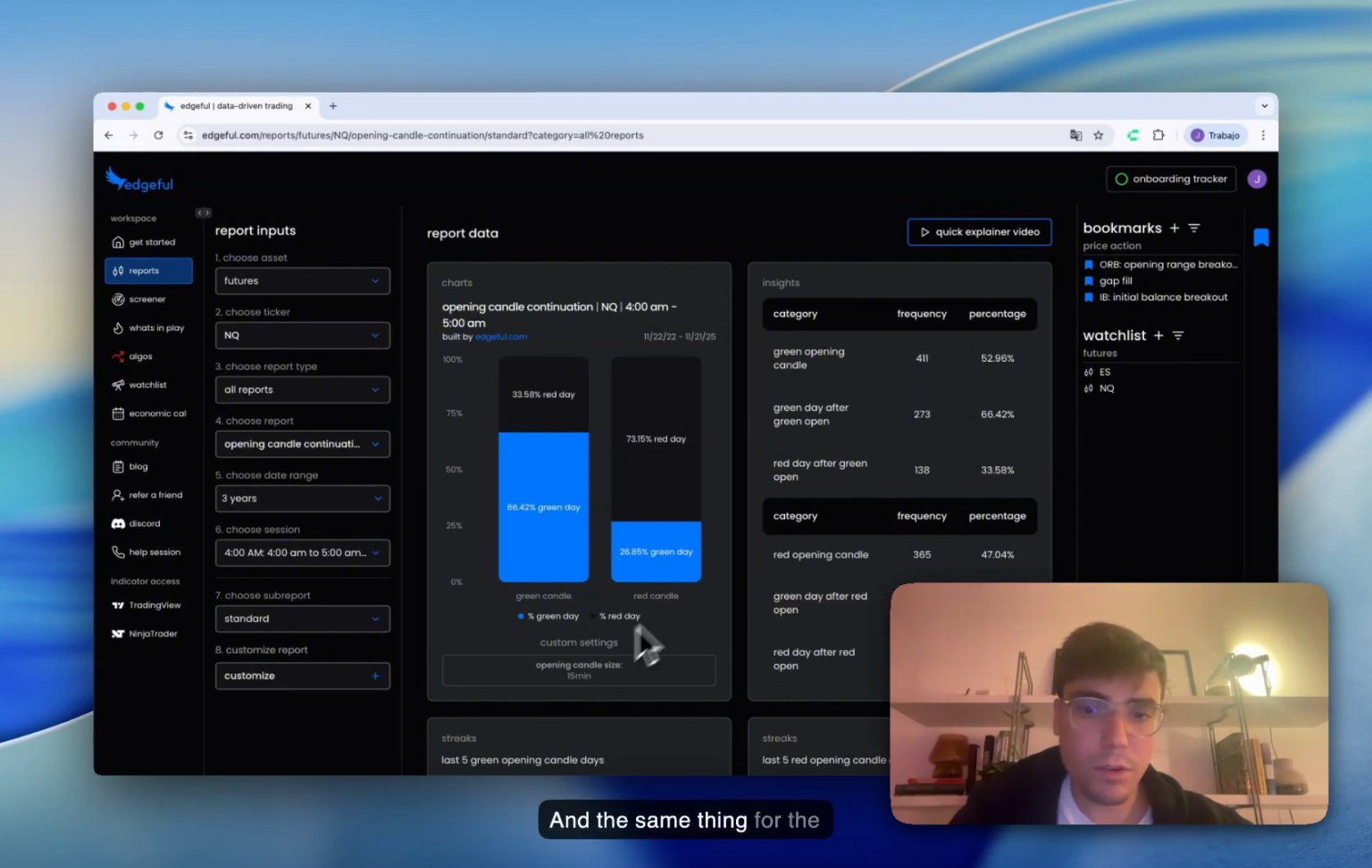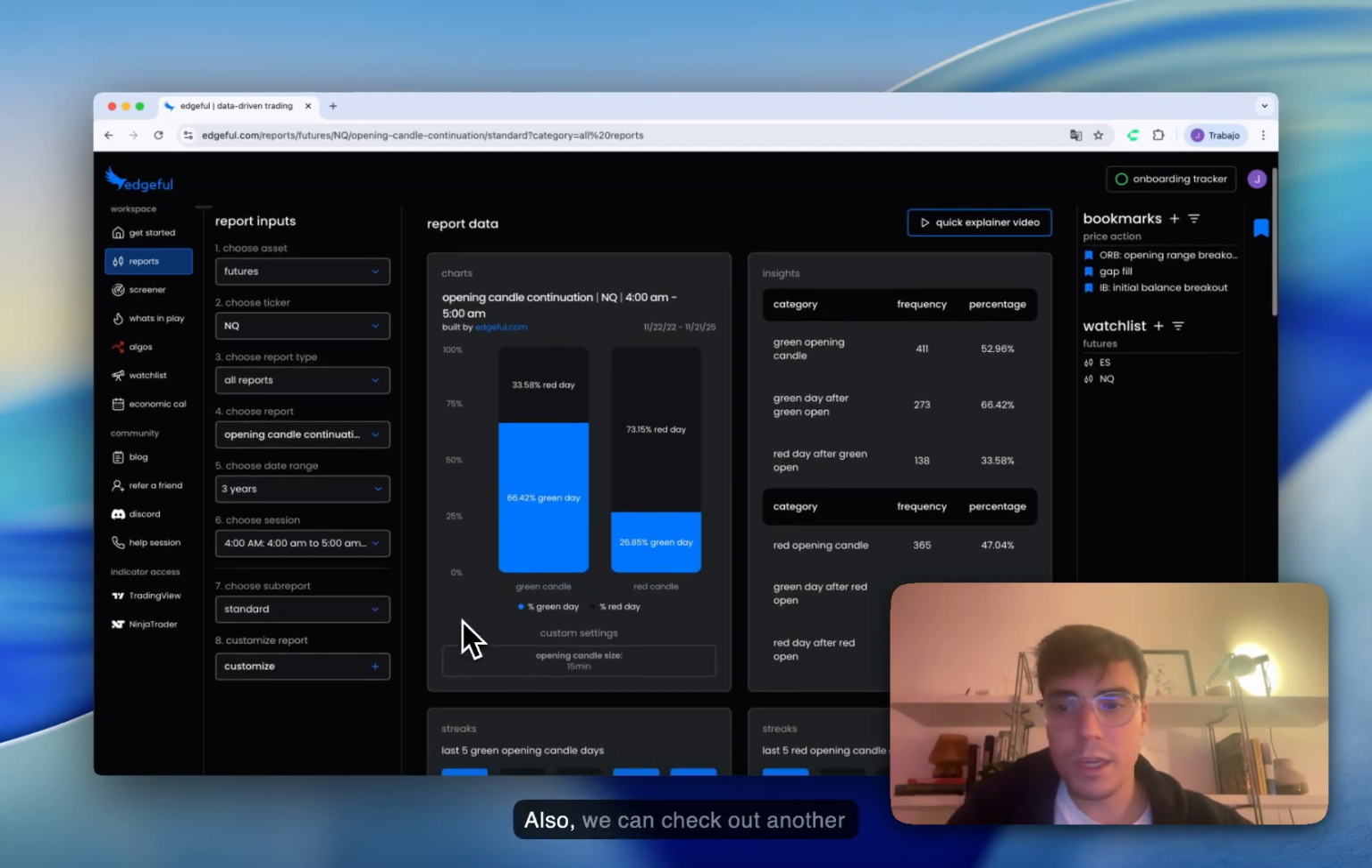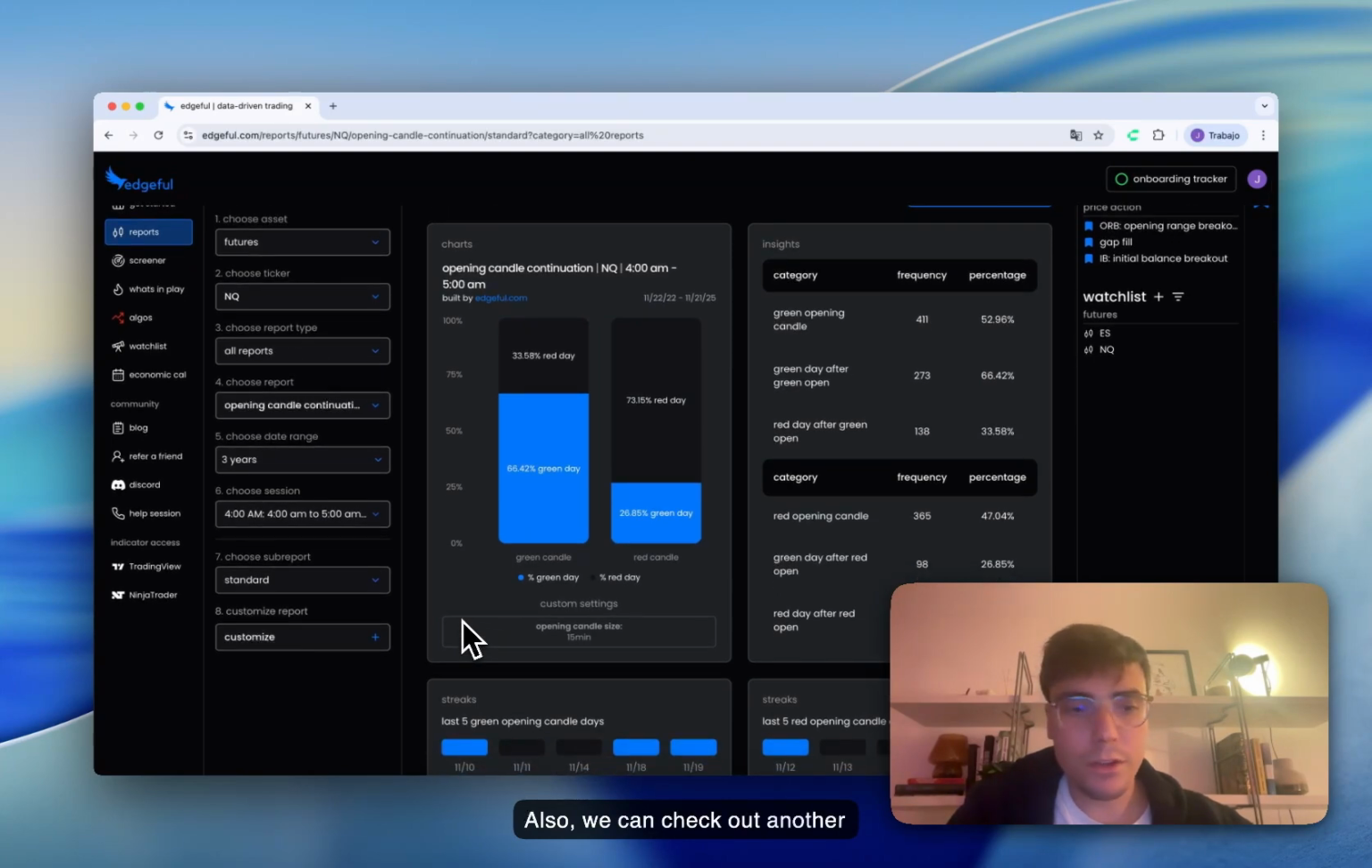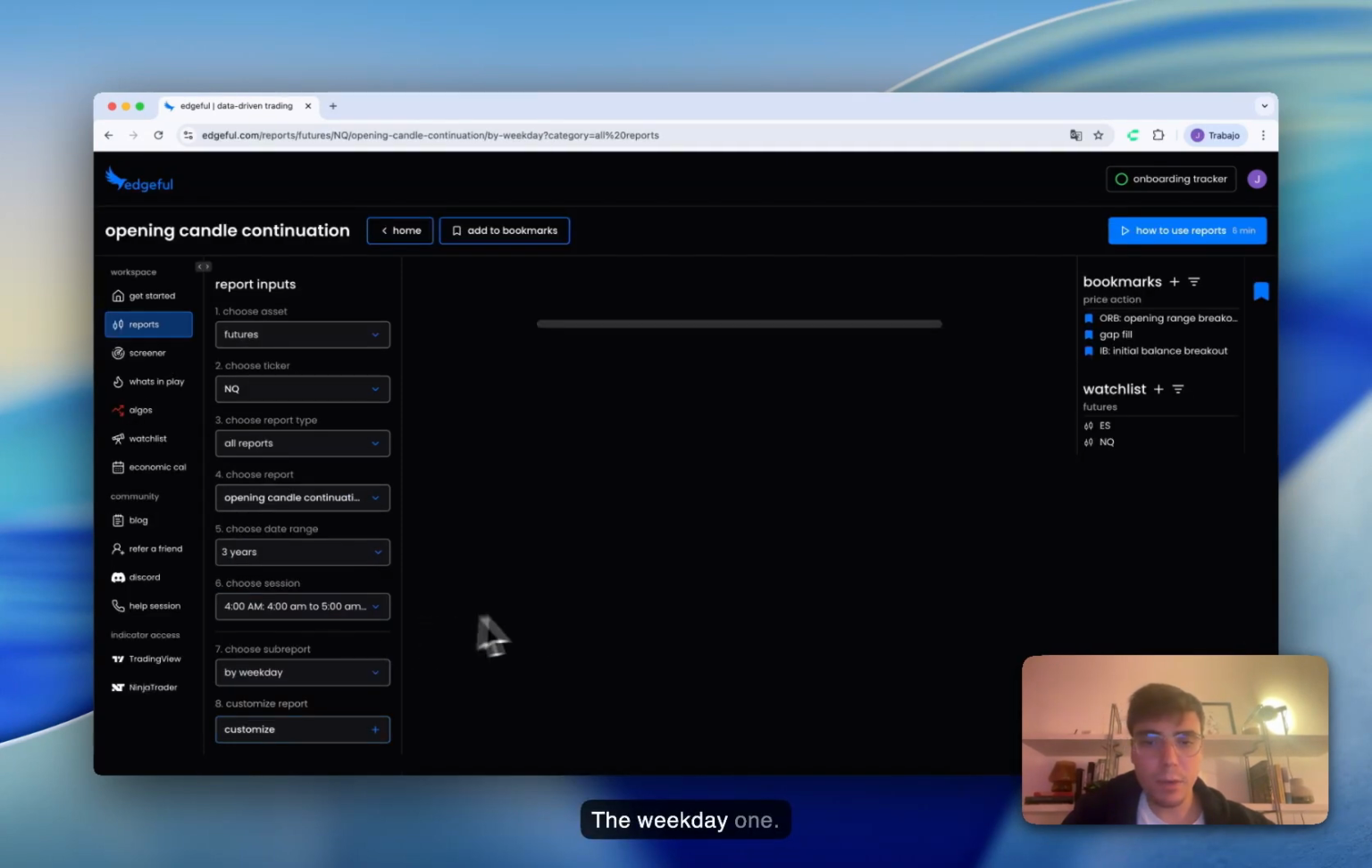And the same thing for the bearish side. If the first 15-minute candle for the 4 a.m. hourly candle closes red, we have over a 73% chance that it's going to close red. So that's a good, solid indicator that we can follow the statistics if we can frame something on the chart. Also, we can check out another sub report that I think is quite useful, the weekday one.